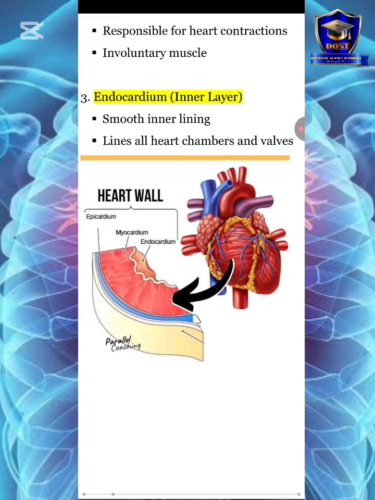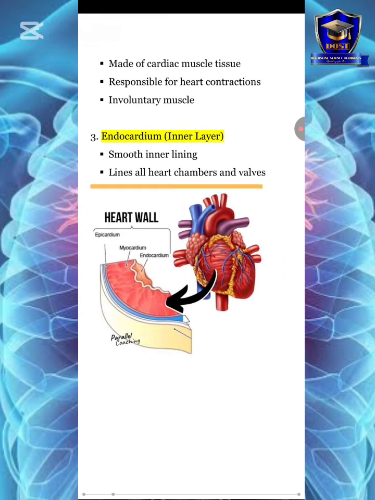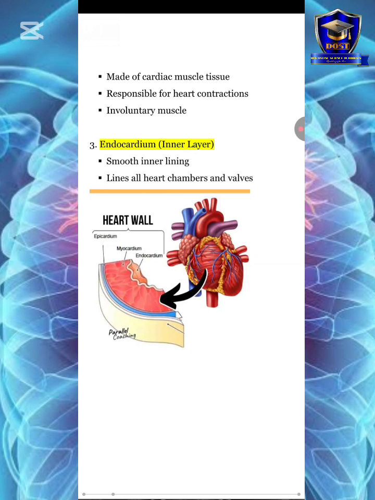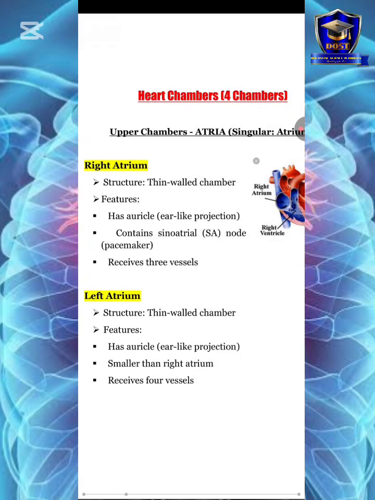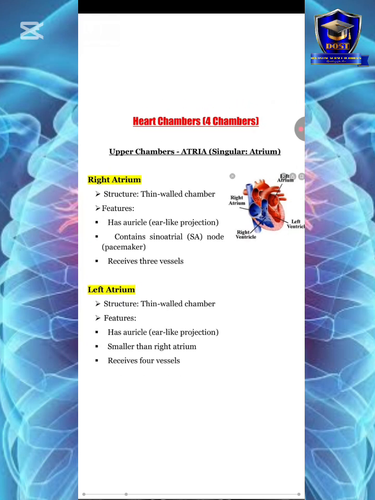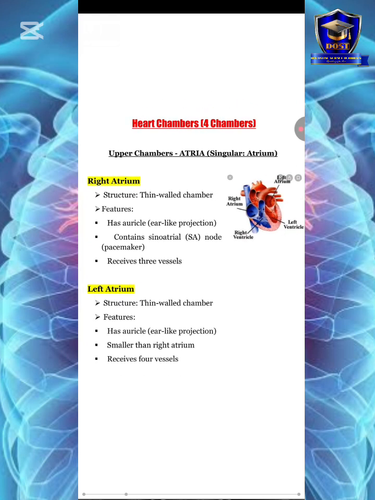Let's proceed into the class. I believe this is very easy and simple to understand. Let's go to the next page. We're going to be looking at the heart chambers. Generally, the heart has four chambers: two upper chambers and two lower chambers.